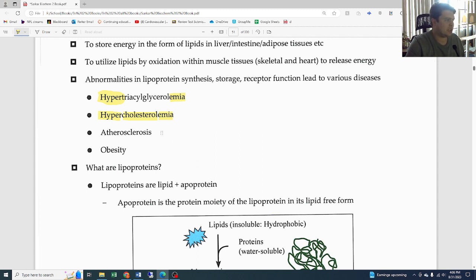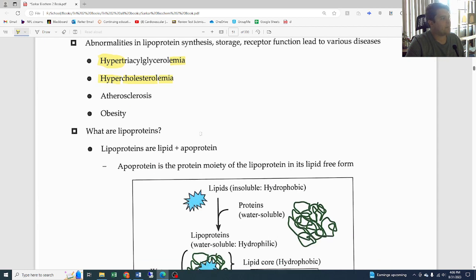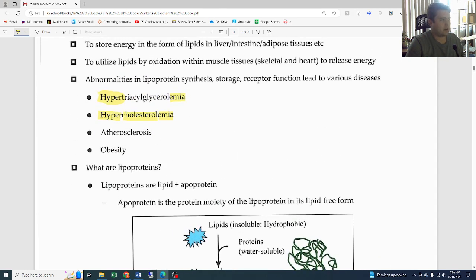Atherosclerosis, we talked about what that is. If you don't remember, go back right now and look at it. As well as obesity. Obesity is defined as more than just a specific weight. It really is more of a fat percentage: what percentage of your body mass is made up of adipose tissue versus solid muscle.